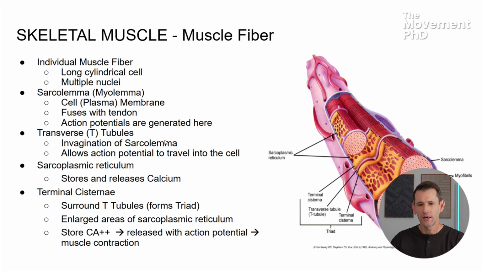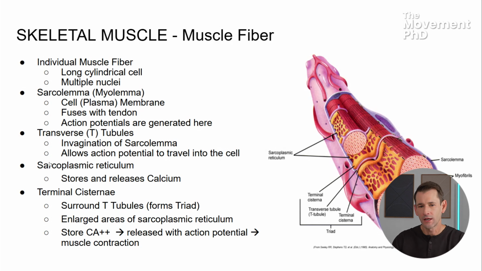So how do we get that action potential from the outside of this cell to deep within it? Well, we have a transverse T-tubule, which is basically part of that sarcolemma that dives into the cell itself. So it allows that action potential to get deep within that cell.